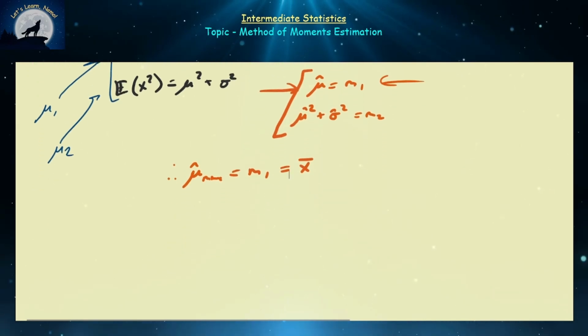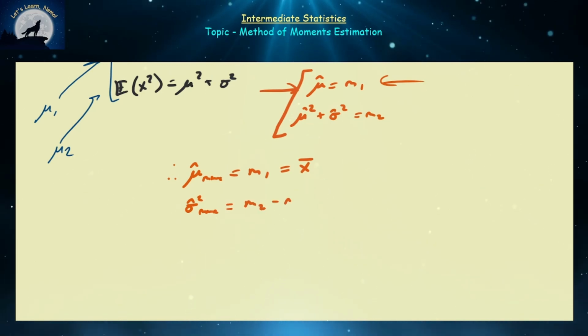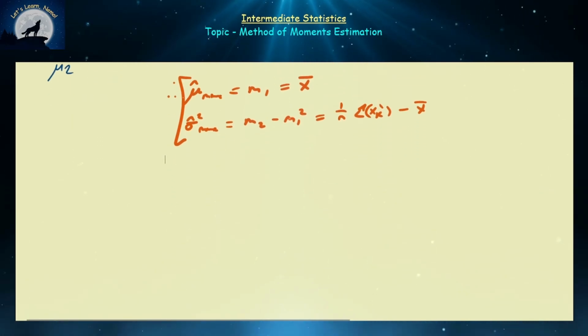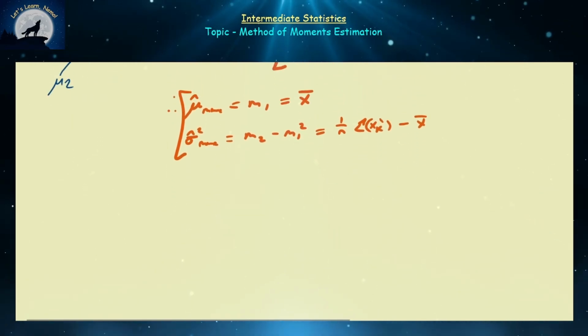And then sigma hat squared, MME, don't forget your square on that, is going to be equal to m2 minus m1 squared, also known as 1 over n times the sum of our xk squareds minus x bar squared. So those are our estimates for mu and sigma squared via method of moments estimation theory. Now let us see if we can assess the unbiasedness or lack thereof for these particular estimators.